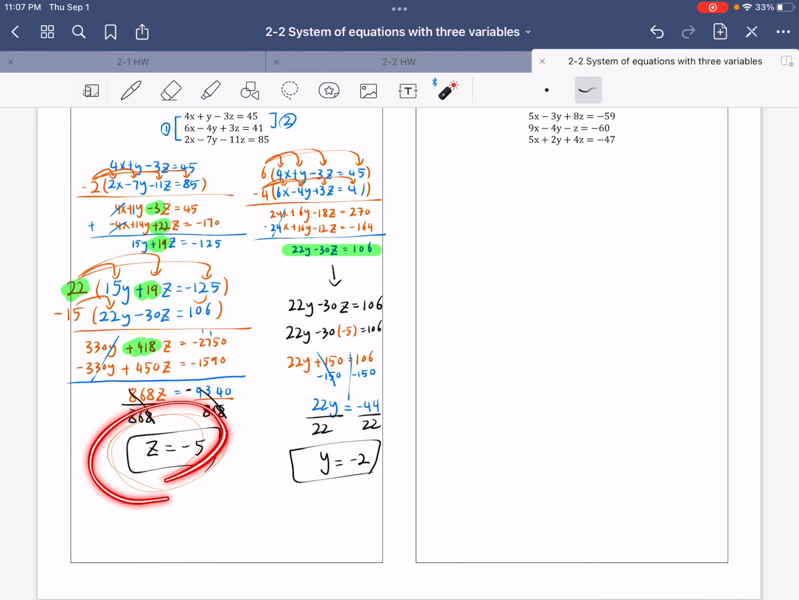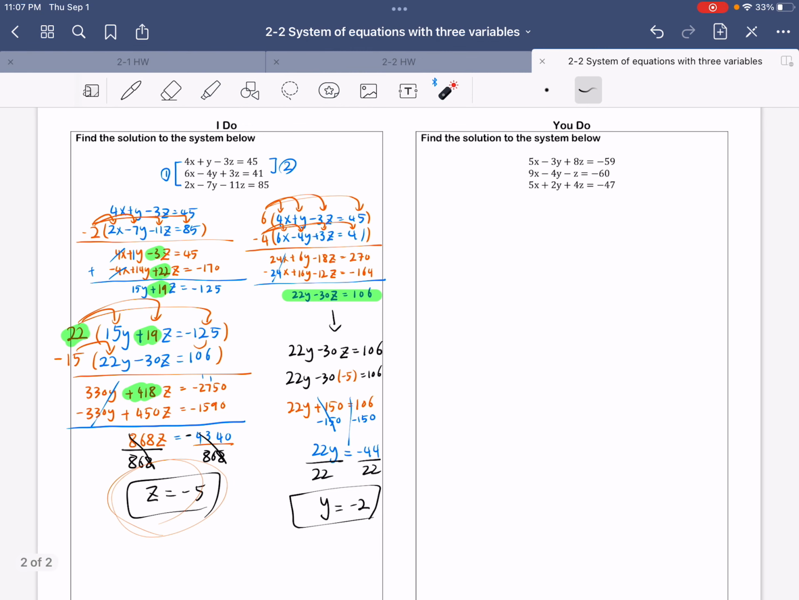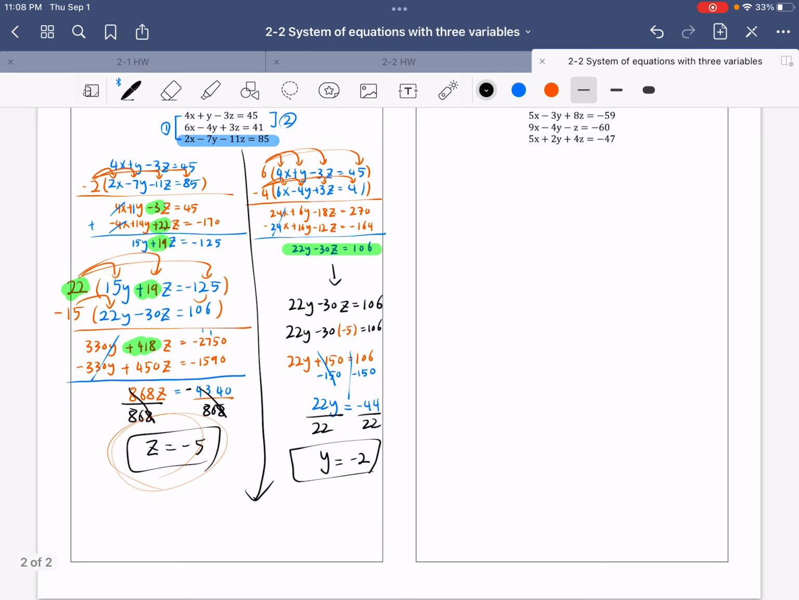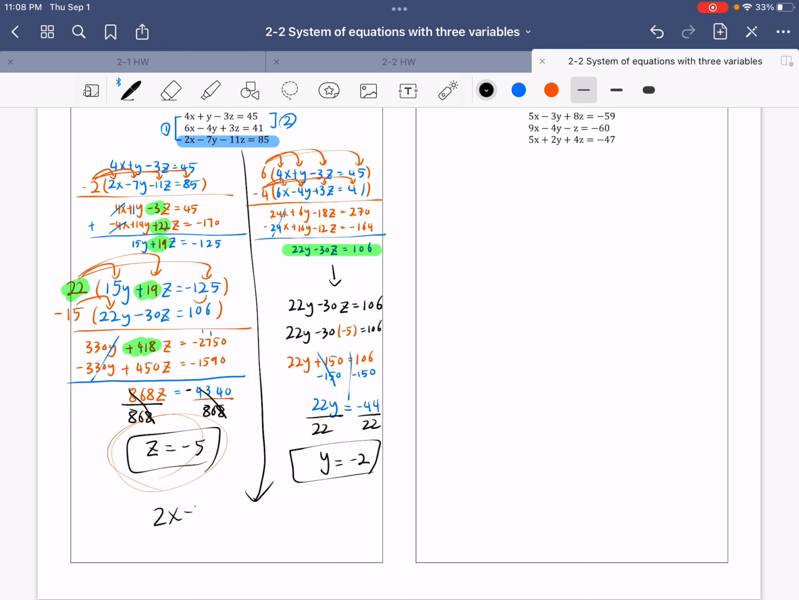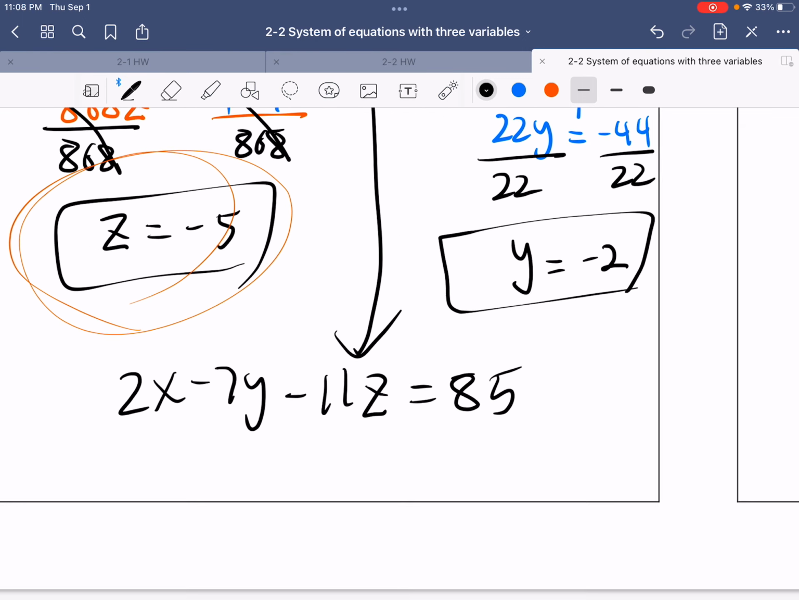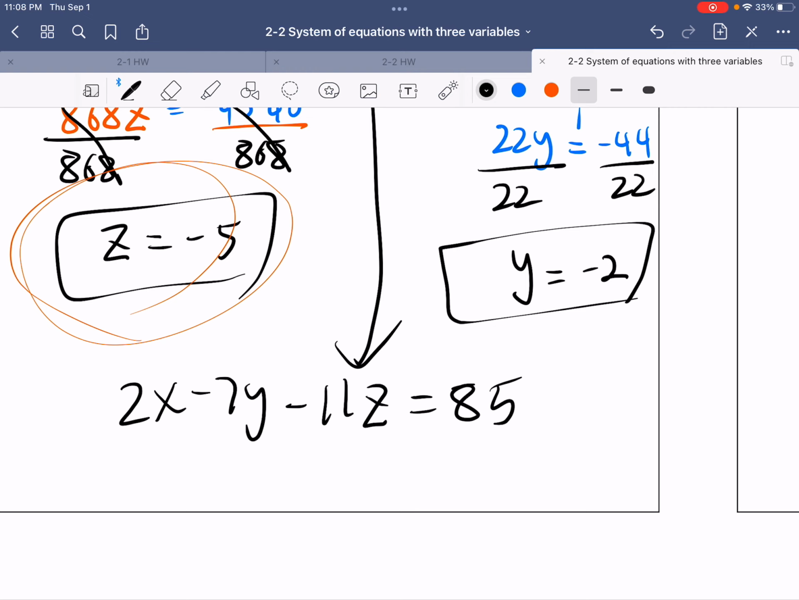Now, last step. So we got the Z and we got the Y. So the only thing that you have to solve for is X. So what you have to do last is you choose one of these three and you solve for it. It does not matter which one you choose. So I will just choose the last one because I just wanted to. There's no reason. So I'm going to write 2x minus 7y minus 11z is equal to 85. And let me zoom in. I made a spacing mistake, so I should write smaller.